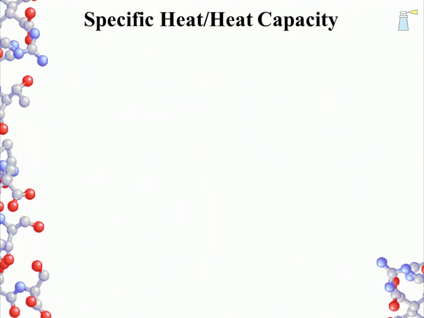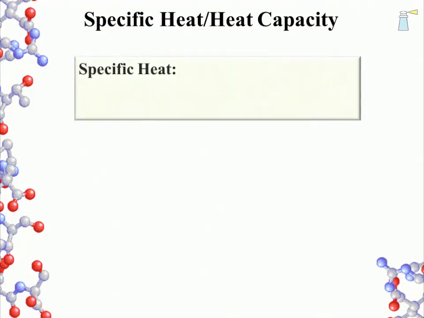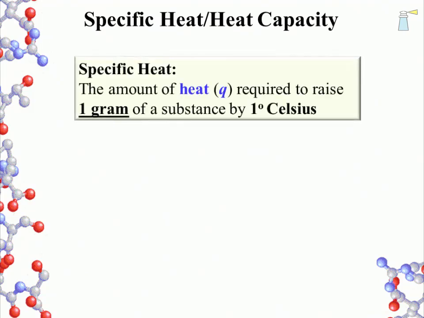On to a new topic: specific heat and heat capacity. This topic is a recognition that not all materials handle the flow of heat the same way. Specific heat is the amount of heat, Q, required to raise 1 gram of a substance by 1 degree Celsius. All materials, be they elements, molecules, or compounds, have their own specific heat. These can be found in a lookup table.